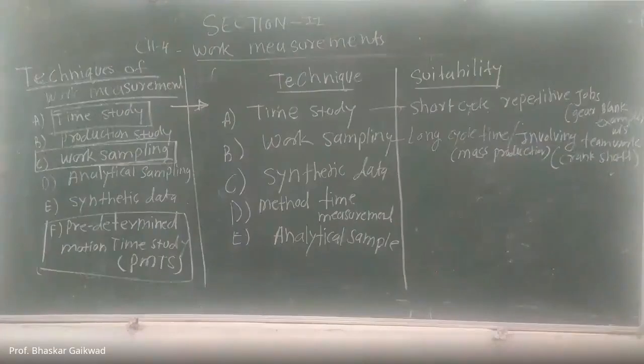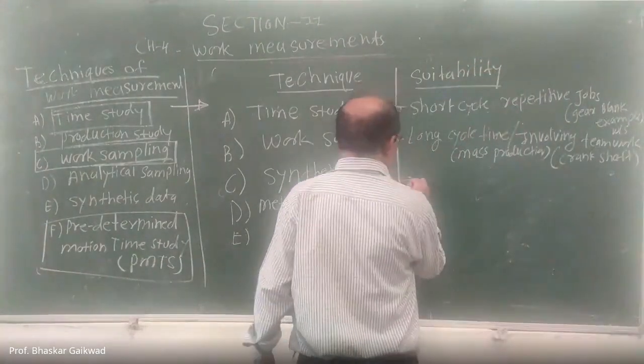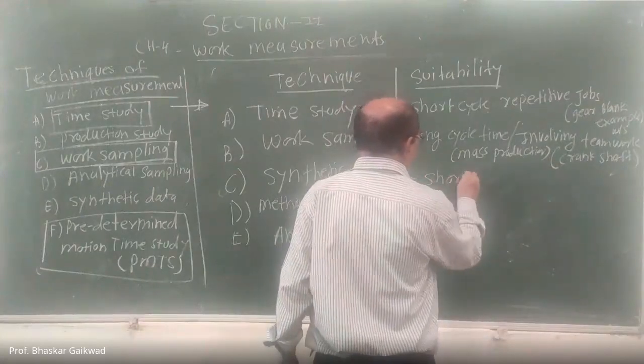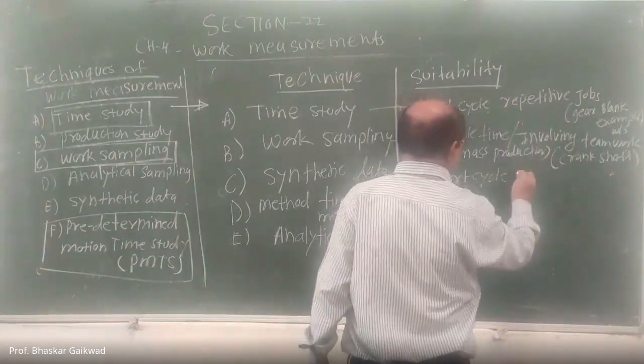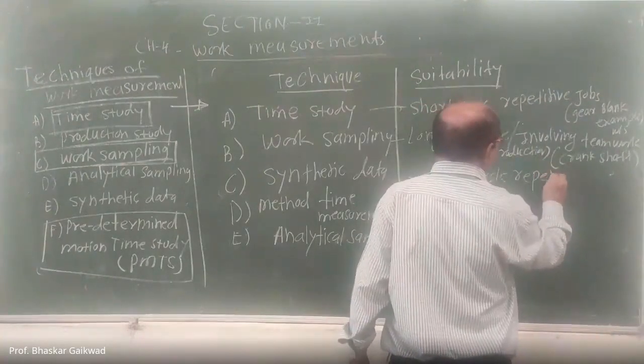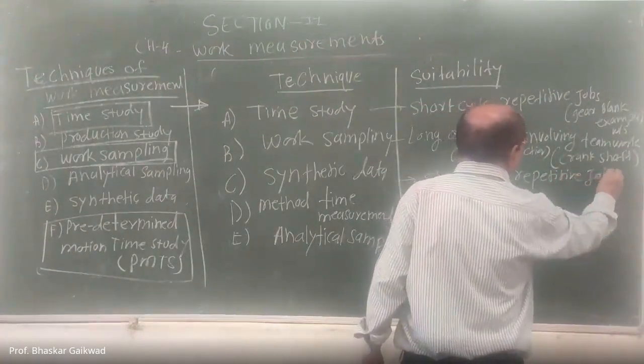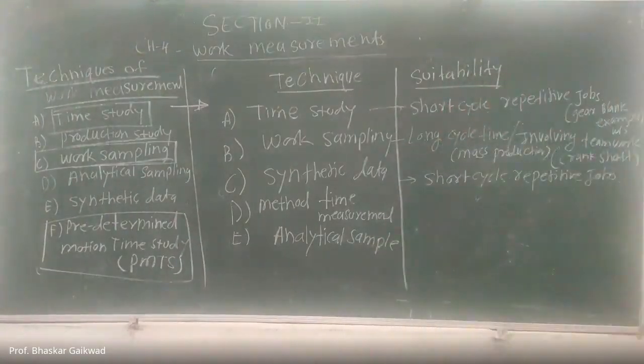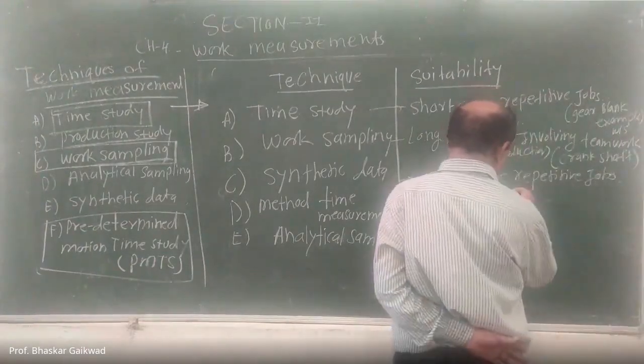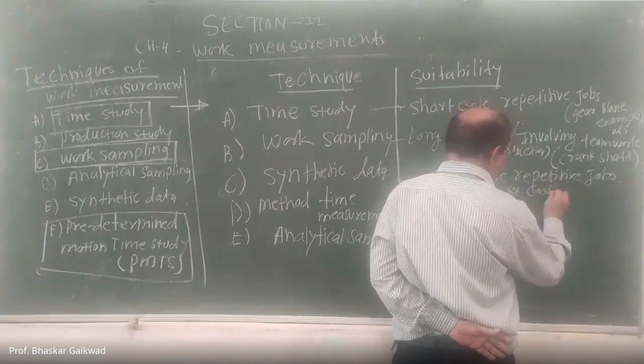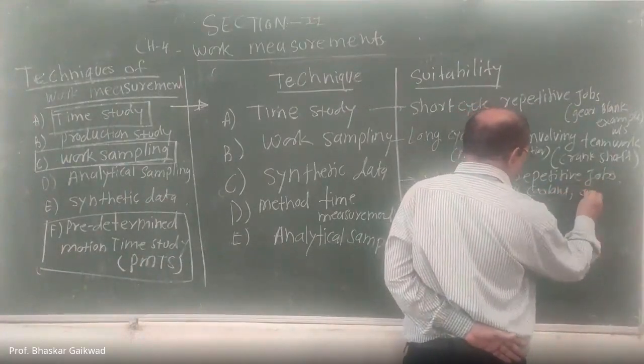Then next is synthetic data. Synthetic data is for short cycle repetitive jobs. So examples: different types of coolants are there, then lubrication oils are there. These are the examples: coolant, oil, fuel.